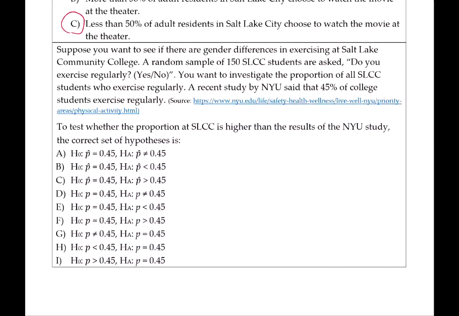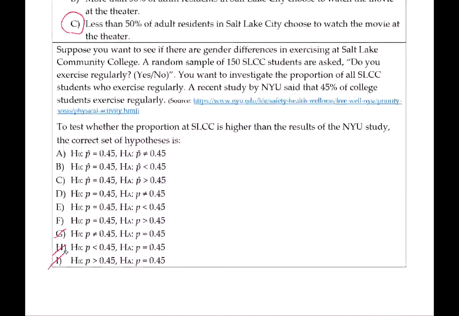First of all, we already said that the null hypothesis is always a statement of equality. So there's always going to be an equal sign in the null hypothesis, which means that we can eliminate G, H, and I since those have inequalities in the null hypothesis and equalities in the alternative. Remember that the equal is always in H sub 0 and the alternative is always in H sub A. All right, so we want to have an equal in the null hypothesis.